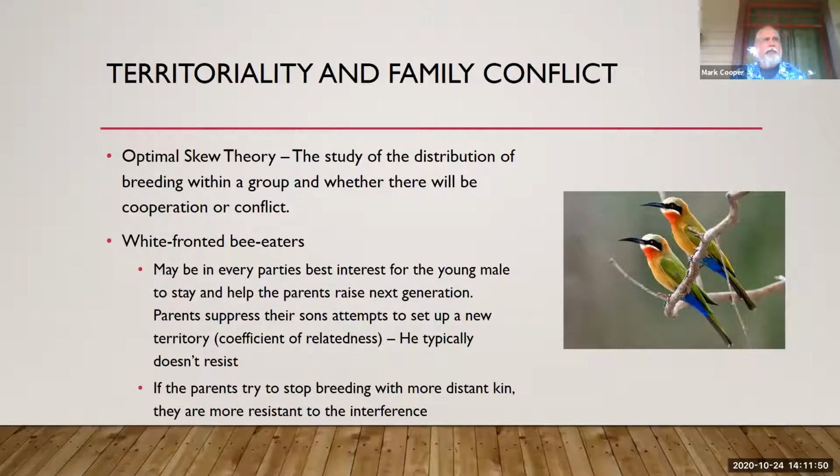We're going to bring in the parent-offspring conflict. These are white-fronted bee-eaters, and I probably should put a picture of how they nest. They nest in cliffs, in little cavities in cliffs. The San Diego Zoo has a group of these in an exhibit where they built a fake wall with all these little cavities for them to use.